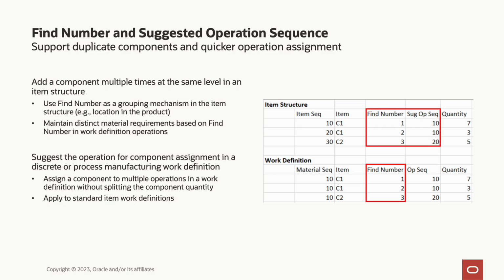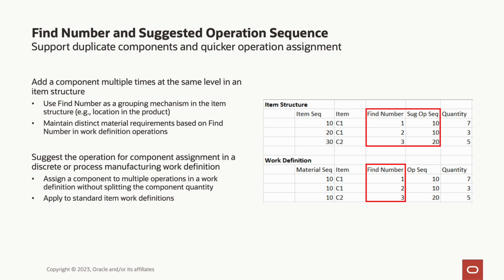Now you can view the find number that uniquely identifies a specific instance of a component in a standard item structure and its suggested operation sequence to facilitate the component assignment to a work definition operation. For example, a desktop computer is built with a left speaker and a right speaker.